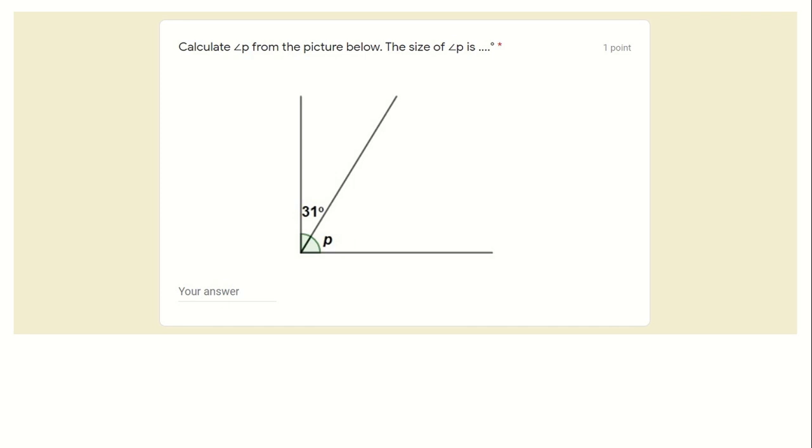Next, calculate angle P from the picture below. The size of angle P is ___ degrees. Take a look at the picture carefully. It shows 31 degrees, and angle P makes a right angle, and a right angle must be 90 degrees. So 31 degrees plus angle P must add up to 90 degrees. We calculate angle P by subtracting 31 degrees from 90. We get 59 degrees. So angle P is 59 degrees.